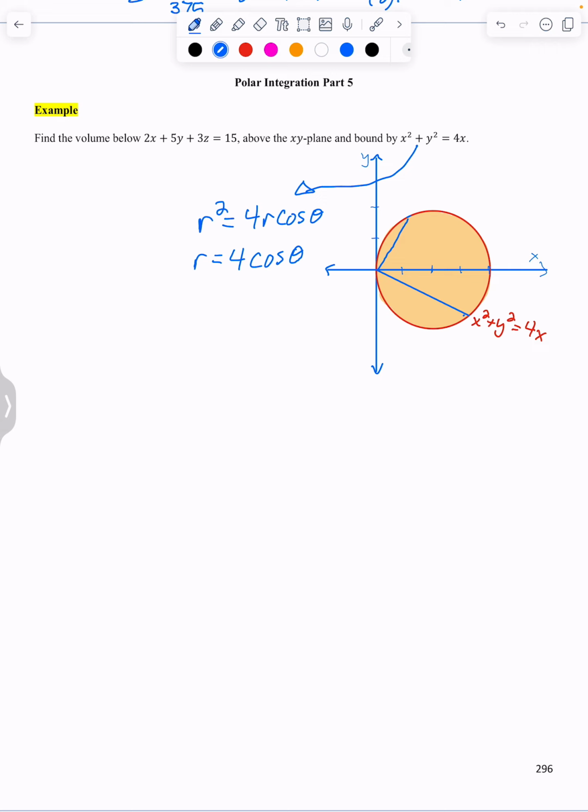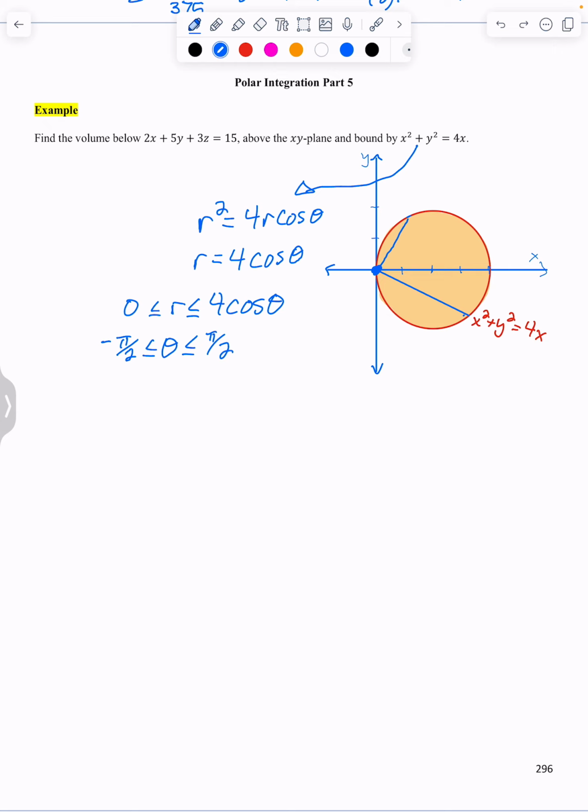So if I were to bound r, it starts at 0 in my region and goes up to 4 cosine theta. And for theta, down at the bottom, it's negative pi over 2 to pi over 2. That covers the whole circle. Any angle I cut off there is going to cut off a bit of my circle. The only way I'm going to get the whole circle is if I start straight down. So there's my bounds. And then we have z.